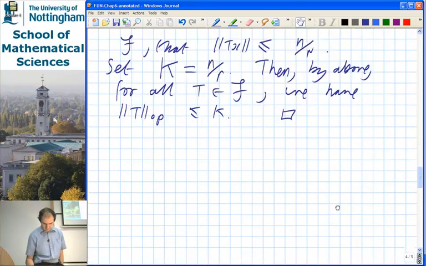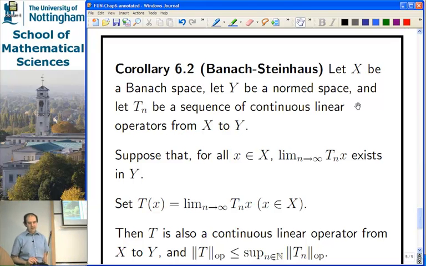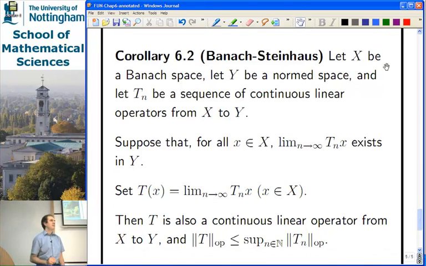Okay, so we now have the corollary 6.2, Banach-Steinhaus. This is a nice fact about sequences of operators that converge pointwise. So it's an immediate corollary of the previous one. So you've got a Banach space, and you've got a norm space, and you've got a sequence of continuous linear operators from X to Y, and it so happens that they converge pointwise to some other operator T. So they converge to something, but we don't know yet whether T is continuous. So they converge pointwise to some map T.